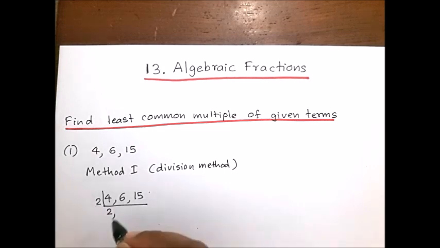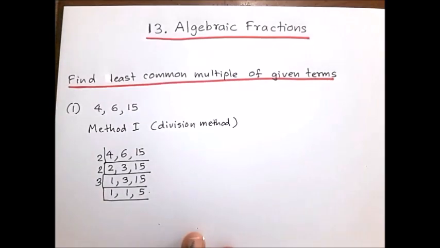Divide by 2, here 2, 3. We can't divide 15 by 2, so write 15. Again divide by 2, 1, 3, 15. Then you can divide by 3. 15 divided by 3, 5. Then divide by 5. 1, 1, 1. Now multiply these numbers. It is equal to the LCM. LCM equals 2 multiplied by 2 multiplied by 3 multiplied by 5. Answer is 60. This is the first method.